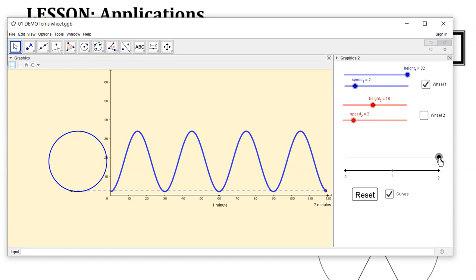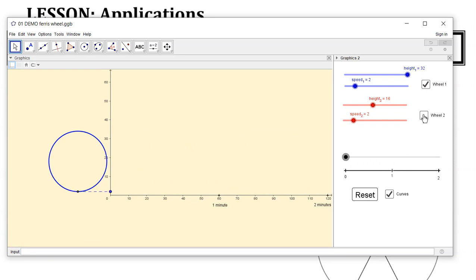And speeding up the Ferris wheel changes the period. The other thing I can do is add another graph, and I'm going to set these both to have a speed of 1. And now I can compare the two. So I can compare the original blue Ferris wheel that has a height of 32. I don't know if that's 32 meters, whatever it is. And I can compare it to a different one that has a height of 16.